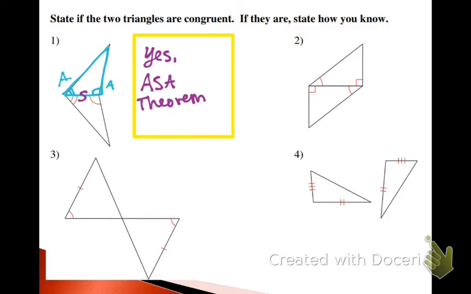Number 2, what do we have congruent? We have an angle, we have another angle, and then we have the side. So which theorem would this be? Angle, side, angle.